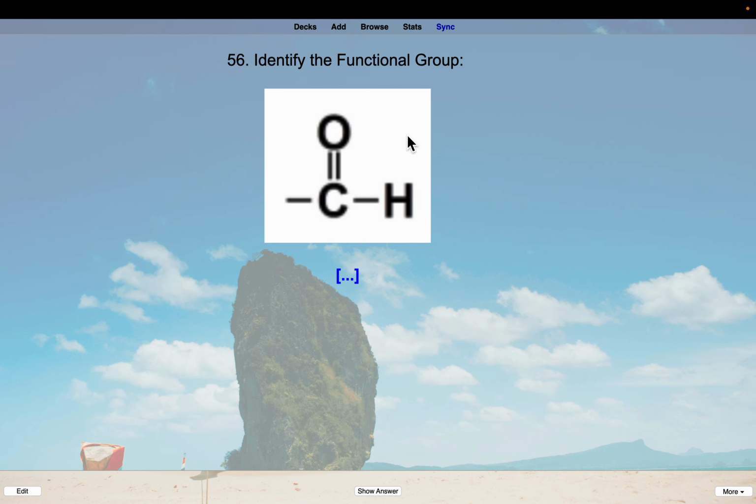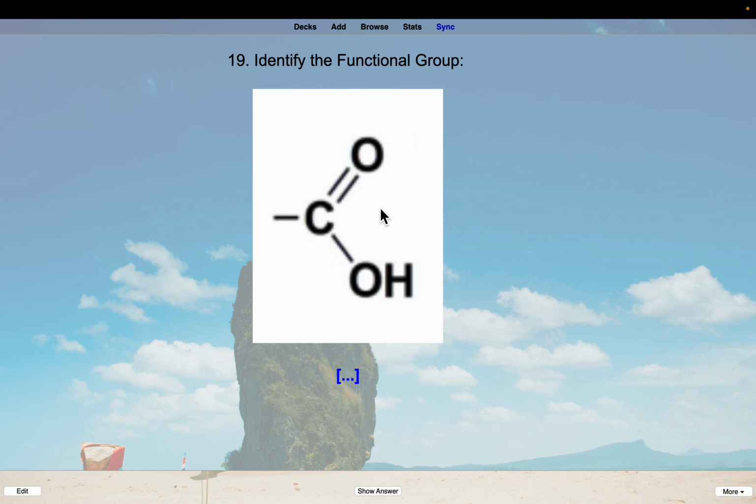Identify the functional group. Aldehyde. Yeah. The more specific term is aldehyde. Technically, aldehyde is under the carbonyl functional group. This is carboxyl. Yeah, carboxylic acid.